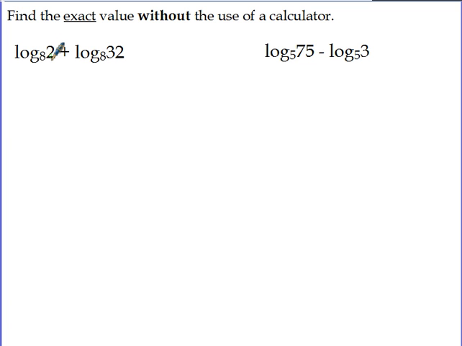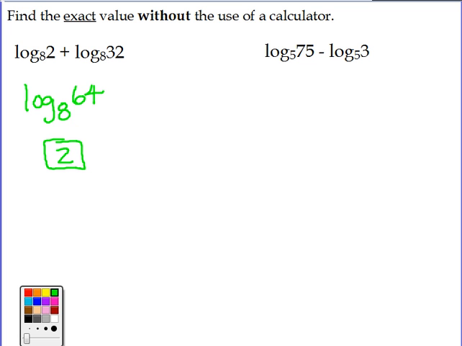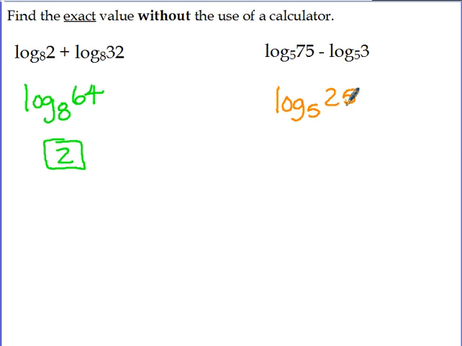So I see they both have the same base, so that means I can multiply the arguments. So this is going to be 64. Now, what exponent does 8 need to equal 64? Well, that's 2. Okay? Same thing over here on the right. So now, since it's subtracting, I'm going to divide. So 75 divided by 3 is 25. And again, what exponent does 5 need to equal 25? Well, that also happens to be 2.